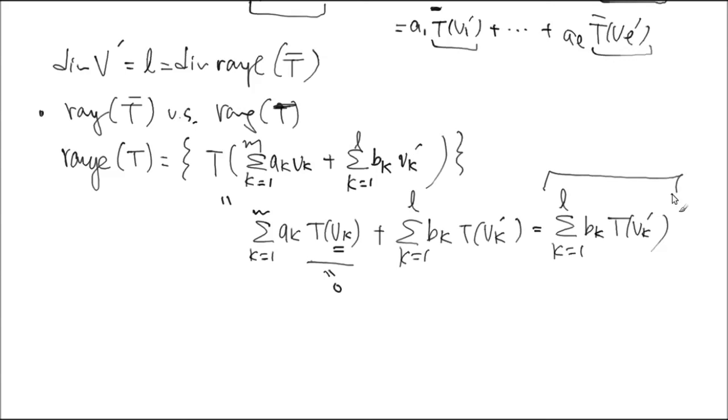Okay? So what is the conclusion? We looked at all the elements in the range of T, and we're going to conclude something. And our goal was comparing these two spaces, right? The range of T bar versus the range of T. How are they related as spaces, not the dimension? So what's the conclusion from here?